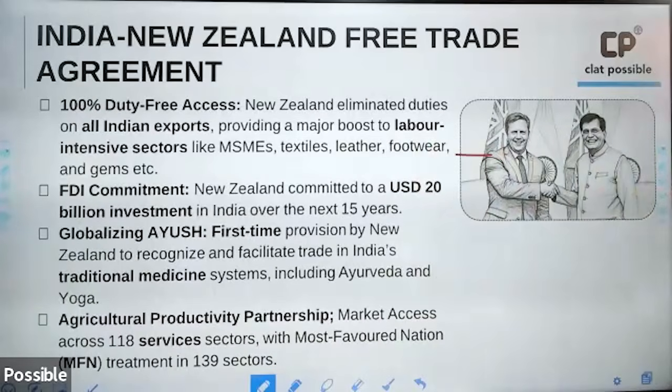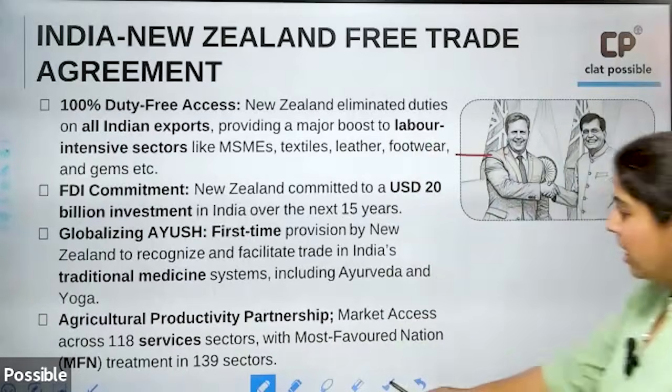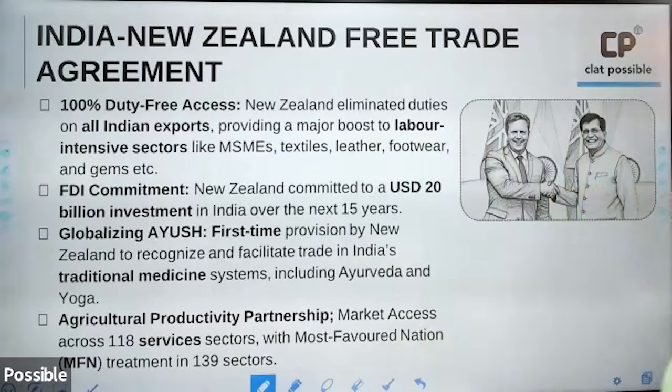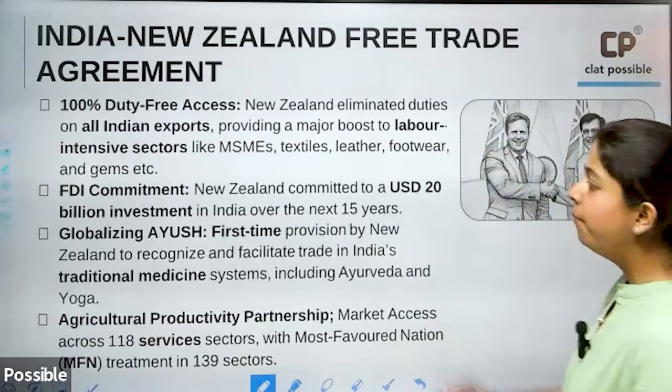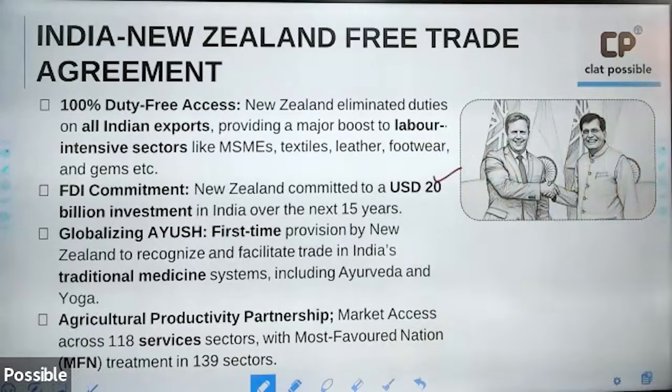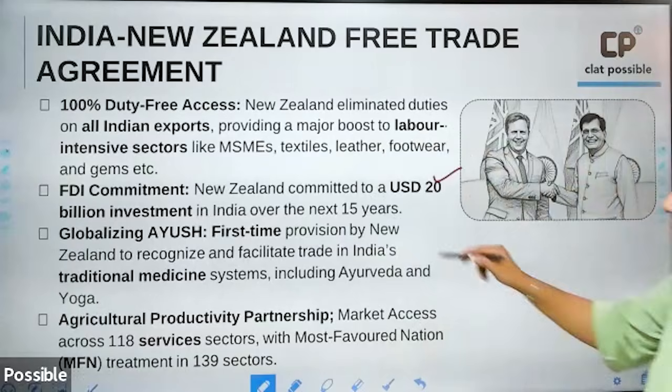Okay, then India and New Zealand signed a free trade agreement. 100% duty-free access has been agreed between New Zealand and India. Here you see Piyush Goyal, our Union Commerce Minister. It is a major boost to labor-intensive sectors like MSME, textiles, leather, footwear, etc. New Zealand has committed to invest the US dollar equivalent of 20 billion in India over the next 50 years.